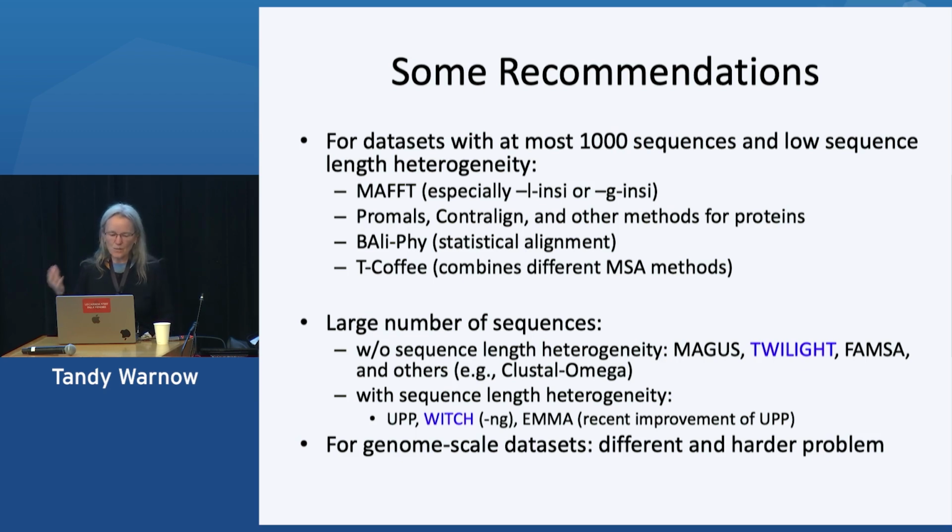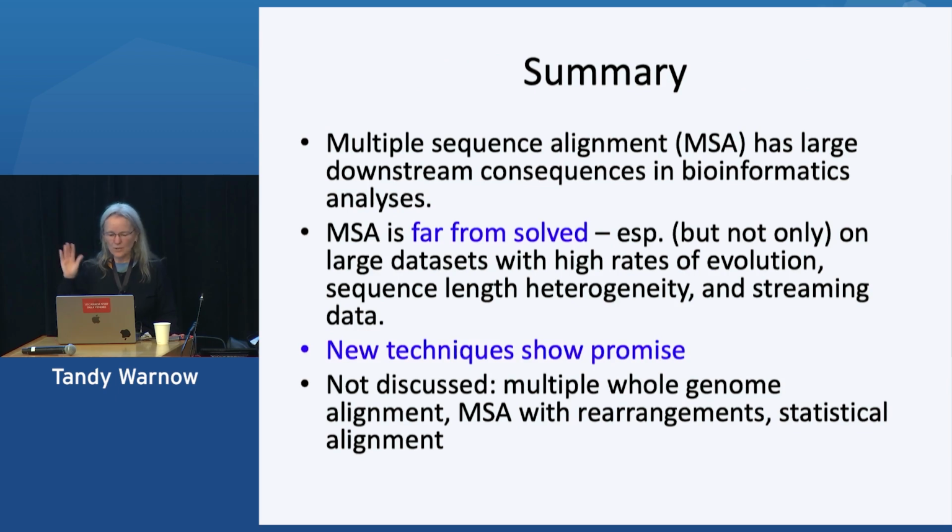But for large numbers of sequences, you need to have other techniques. Twilight is a new method that came out that is potentially really good for very large data sets. But if you have sequence length heterogeneity, again, you need to have different techniques. And again, genome length, different problem. And in summary, multiple sequence alignment, it's hard, but we've made a lot of progress. But we still have things to do, so if people are interested, there's new things that you could do. It's not done.